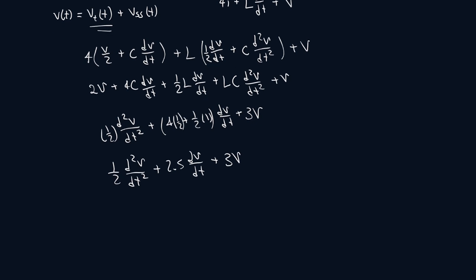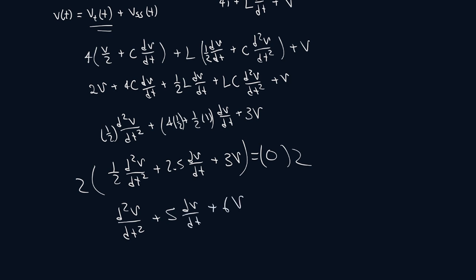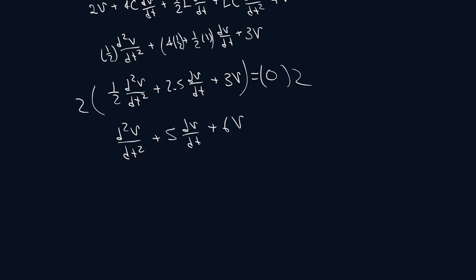And this is all equal to 0, and I'm just going to times all of this by 2. Okay, there we go. So now we're going to let s equal dv over dt. So it'll be s squared plus 5s plus 6. And now our alpha is going to be this times 1 over 2, so 5 over 2. And our omega is going to be the square root of 6. Okay, so just pretty much the square root of this value.